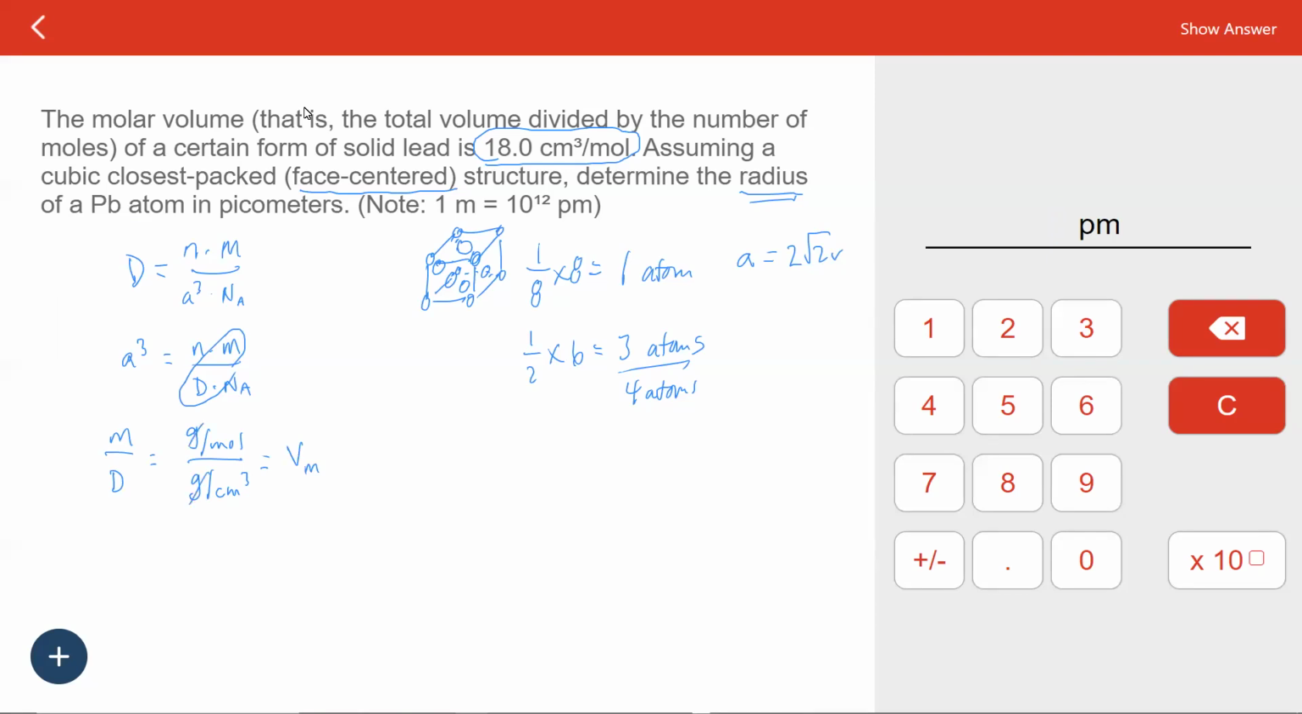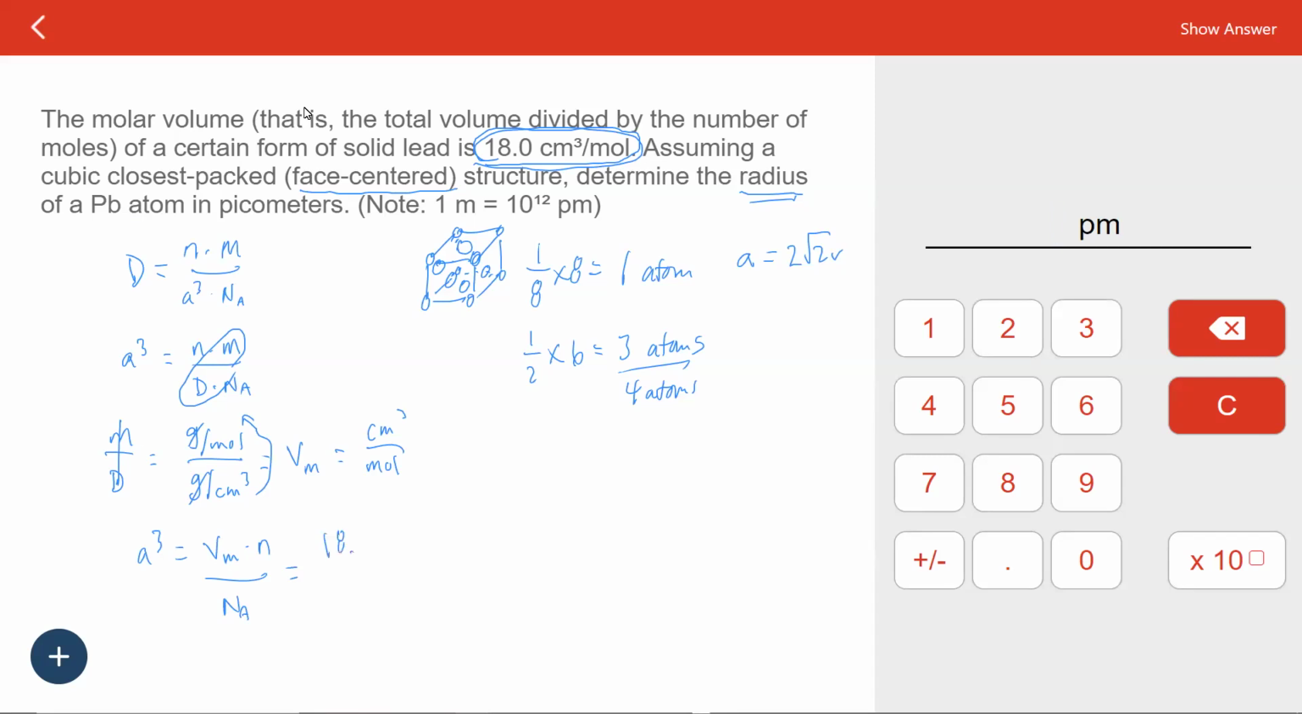And so we have, this would come up over the top since it's on the bottom. So we have centimeters cubed per mole. And that's what we're given right here. So these two are combined. And so what we have is A cubed equals the molar volume times the number of atoms over Avogadro's number. So we plug those in.